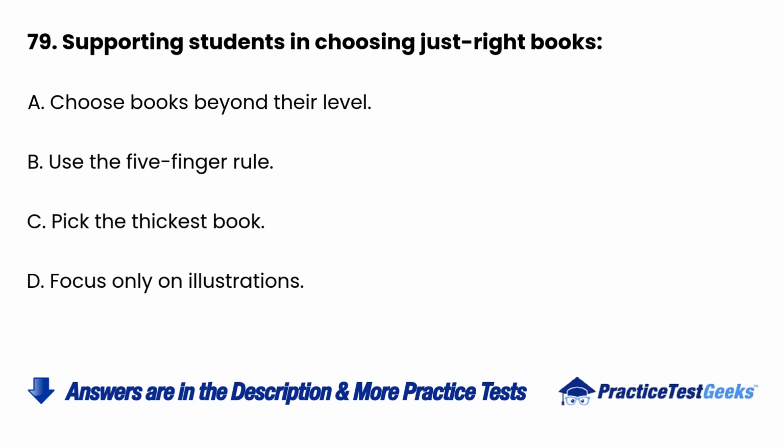79. Supporting students in choosing just right books, A. Choose books beyond their level. B. Use the 5-finger rule. C. Pick the thickest book. D. Focus only on illustrations.